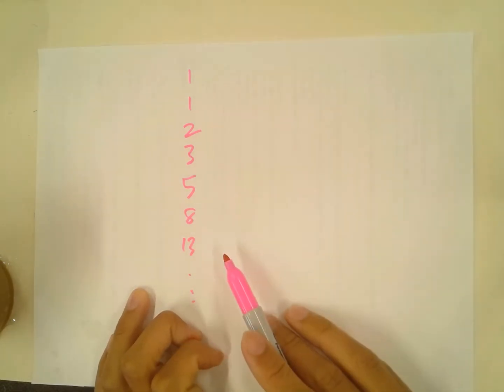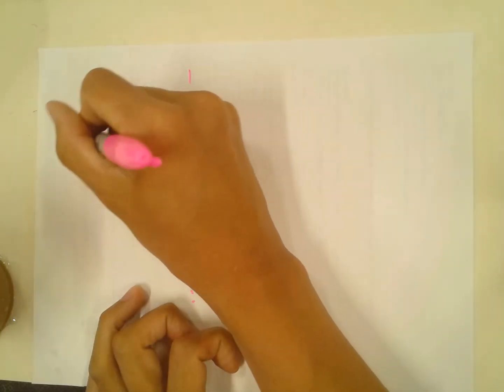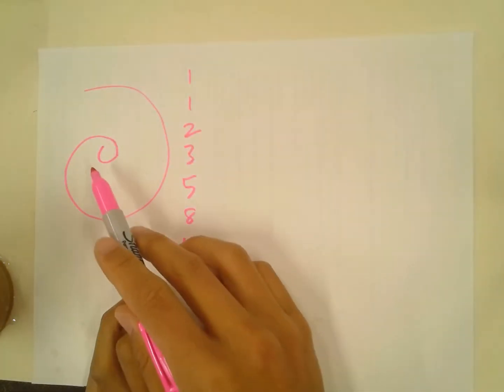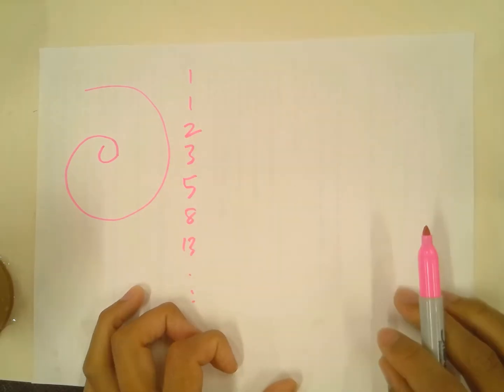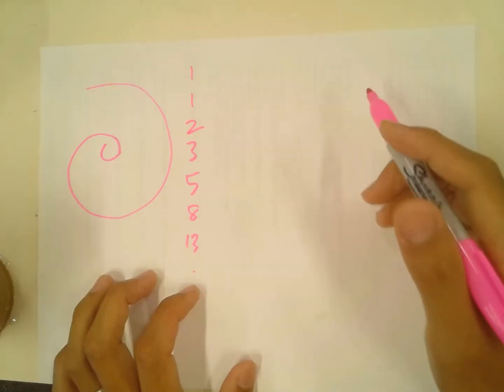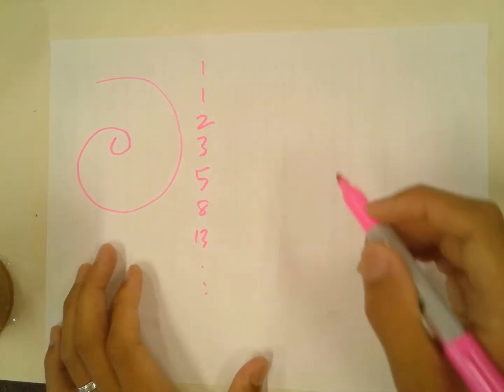This kind of sequence is found often in nature, like for instance in a conch shell. The ratio of the curve follows the Fibonacci sequence, and different shapes also follow that sequence. So it's kind of a magical discovery in mathematics.